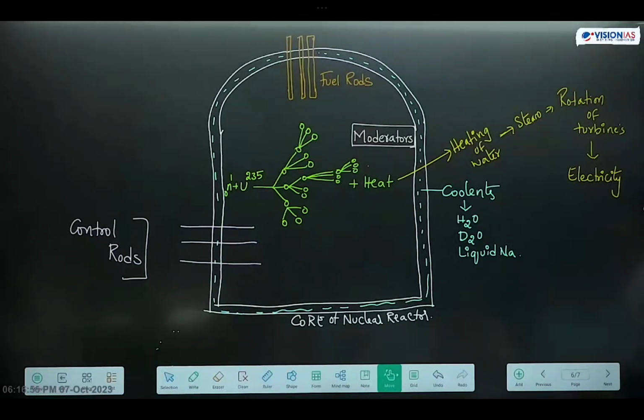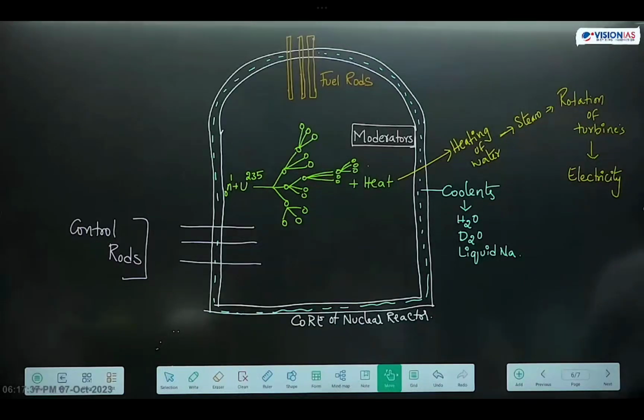Next one is moderators. So what is the use of moderators in nuclear fission reactors? It controls the chain reaction speed. The speed of the nuclear fission reaction will be controlled through the moderator. It is nothing but like the accelerator of a vehicle. At how much speed we want to drive the vehicle, that speed will be controlled through what? The accelerator.